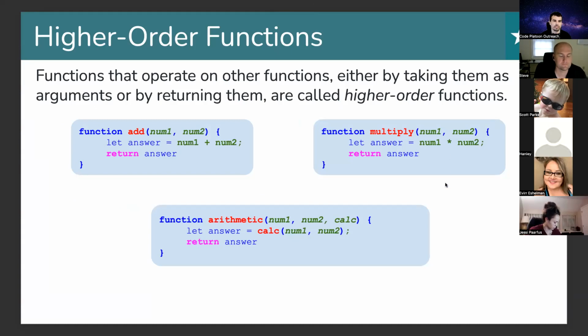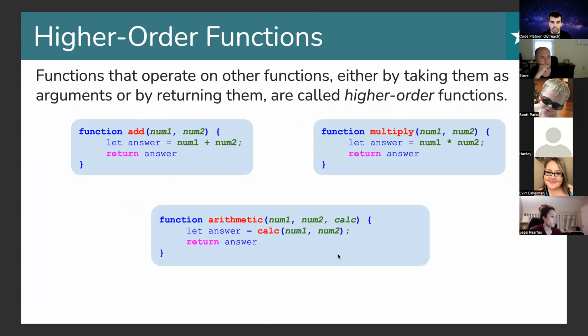Okay, so higher order functions: functions that operate on other functions, either by taking them in as arguments or by returning them, are called higher order functions. Let's look at some examples. On the left, you see a function add that just takes in 2 parameters. If you're wondering what a parameter is, it's just the name of a variable that points to a value or that contains a value. This is a simple add function, and this is a simple multiply function.